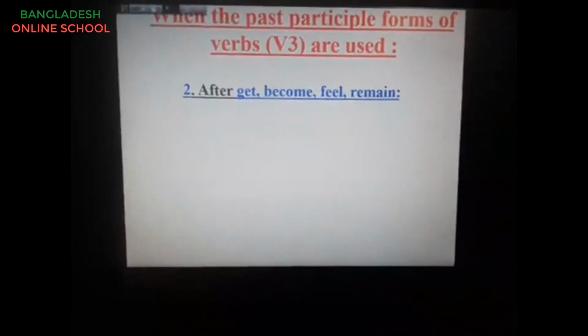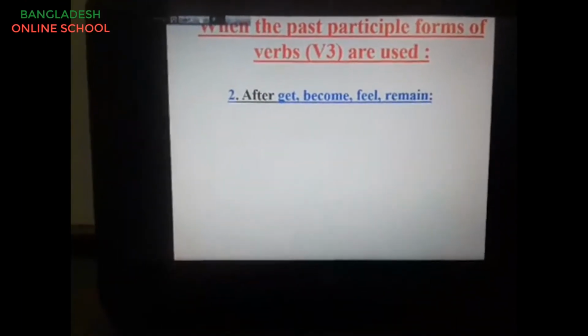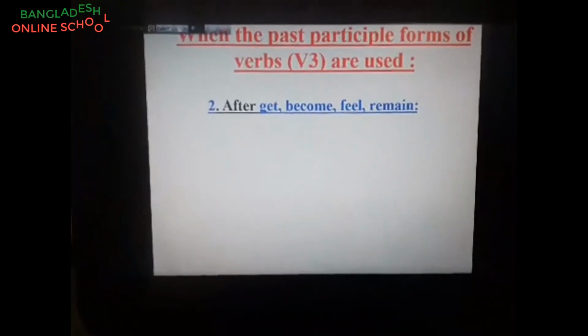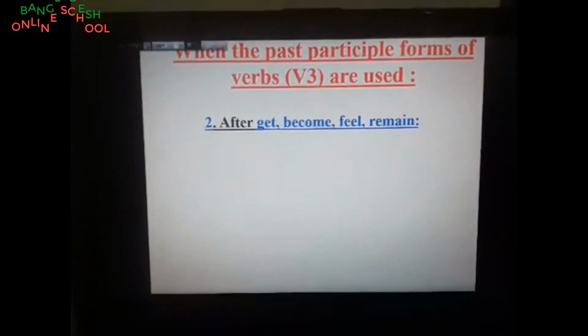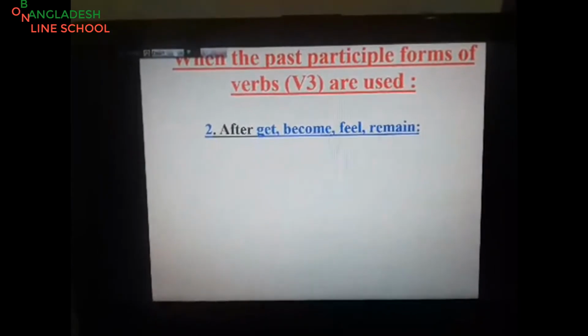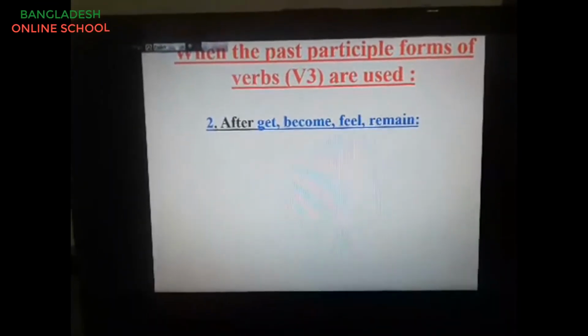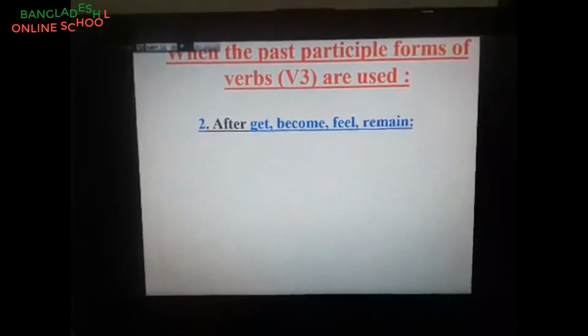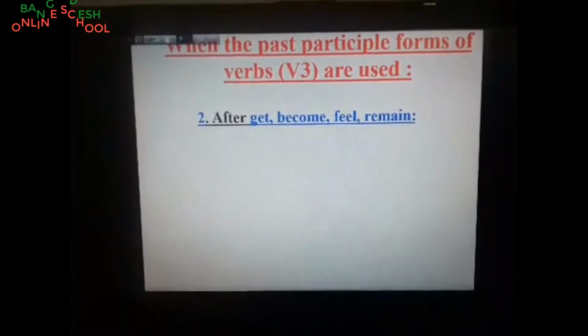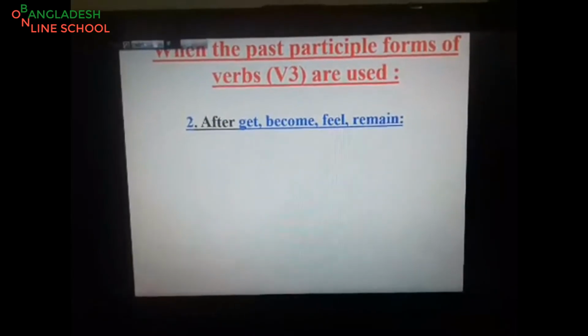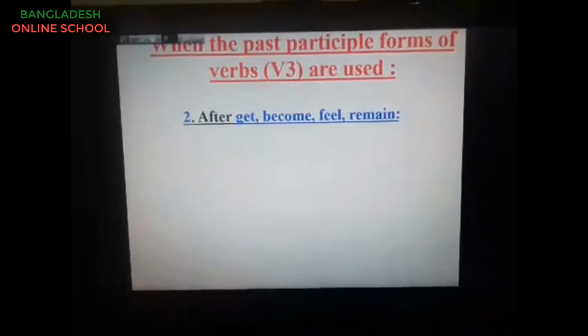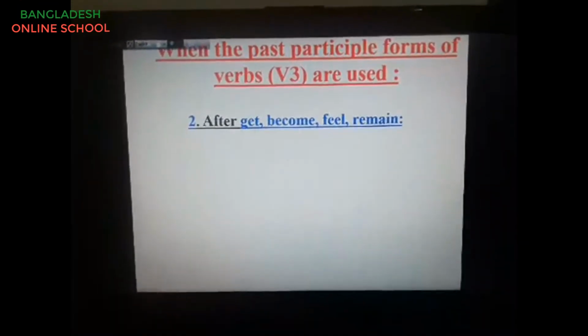There are some verb words. After those verb words, the past participle form of the verb, or V3, is used. The verb words are get, become, feel, remain. After these verbs, the past participle form of verbs is used.